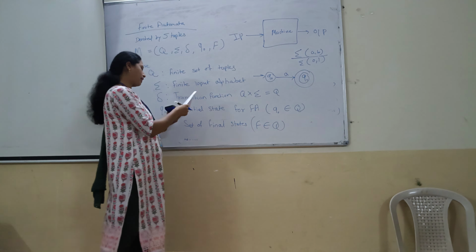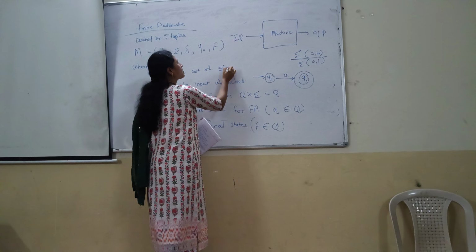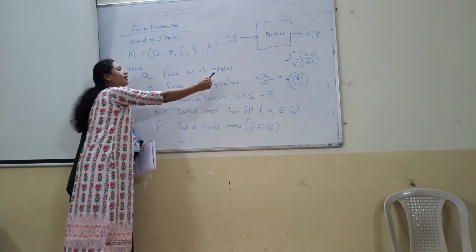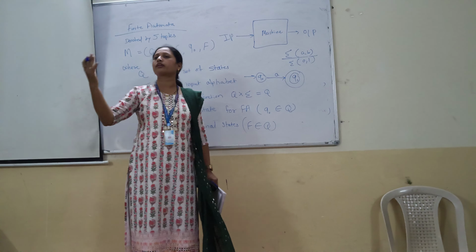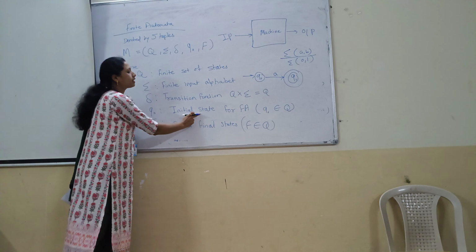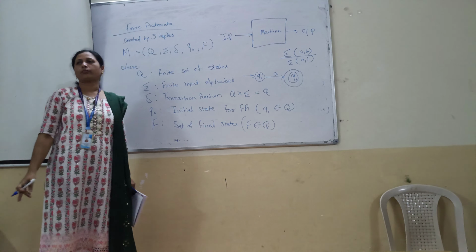Actually, it is not tuples, it is states. A finite set of the states. The number of states you can have: Q0, Q1, Q2, Q3. So which state are we taking? Q0 is the initial state. So Q0 belongs to capital Q.